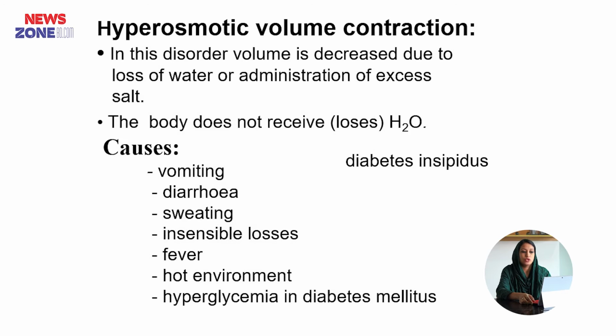Now, hyperosmotic volume contraction. In this disorder, volume is decreased due to loss of water or administration of excess salt. The body does not receive water or it loses water. There are some causes: vomiting, diarrhea, sweating, insensible water loss, fever, hot environment, and hyperglycemia in diabetes mellitus and diabetes insipidus.